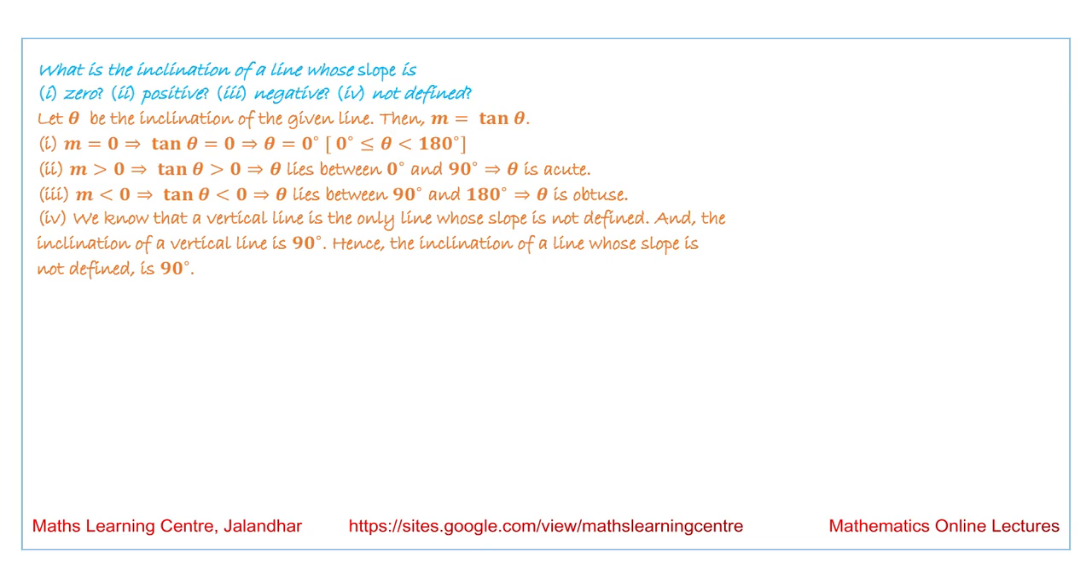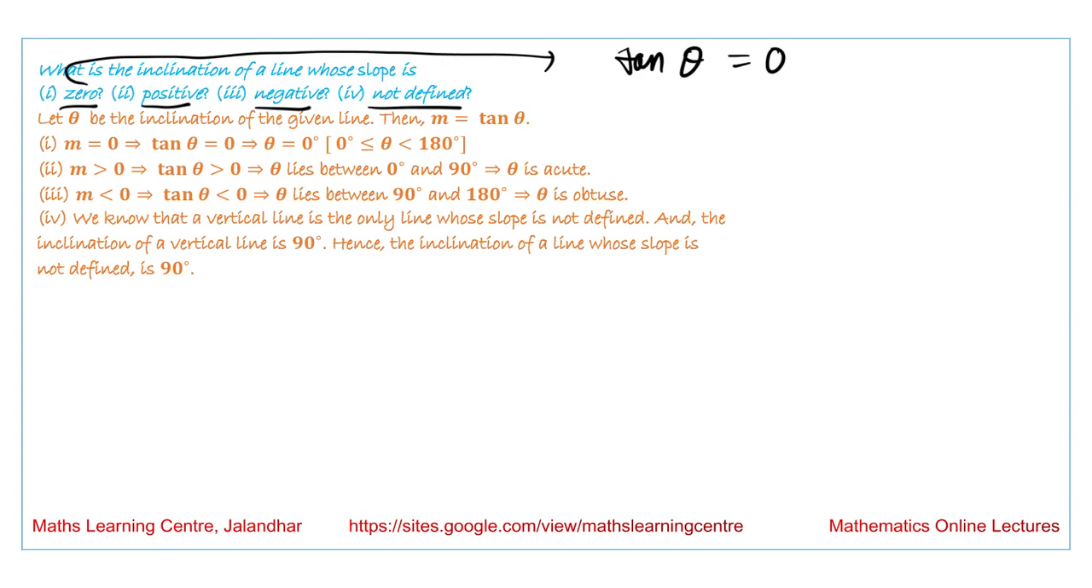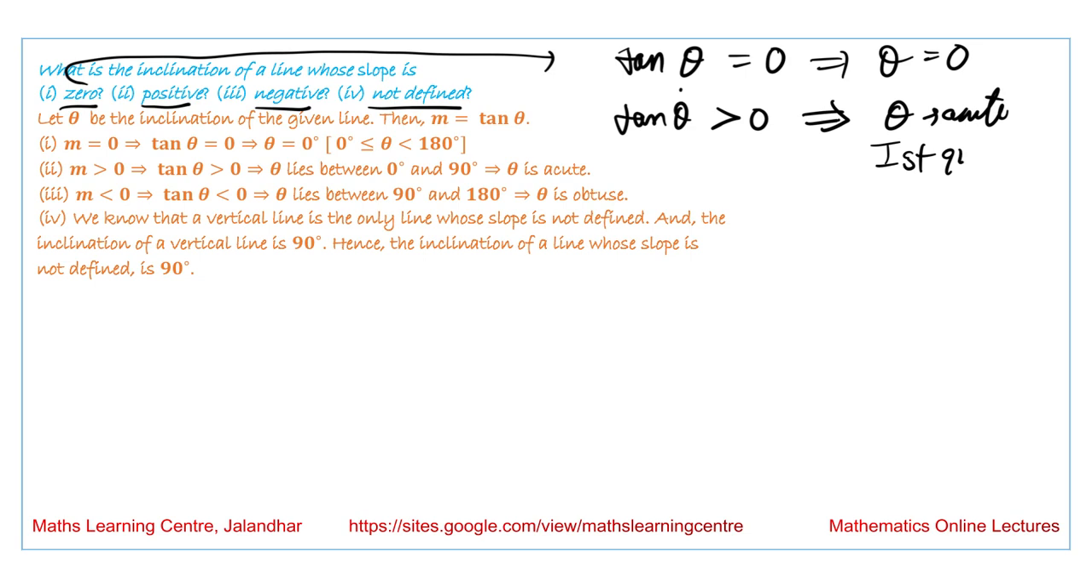Next is, what is the inclination of a line whose slope is 0, positive, negative and not defined. So we are talking about the value of tan theta. If it is 0, then the value of theta is 0. When the value of tan theta is positive, this means that theta is acute, that it lies in the first quadrant.